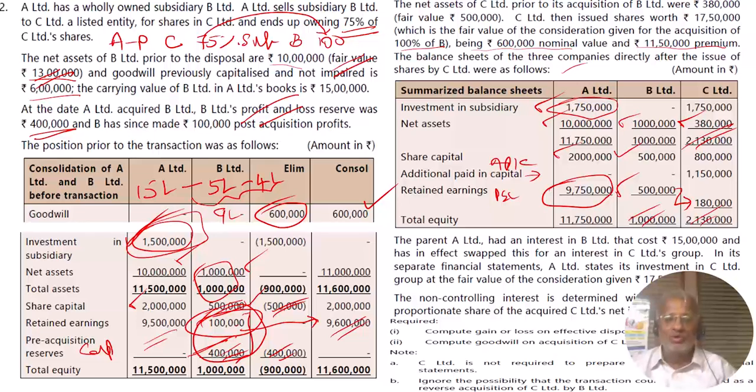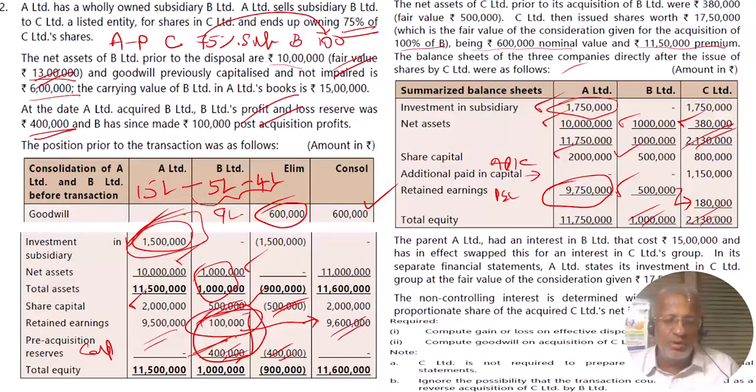Now let's go through what they communicated here. The parent A Limited has an interest in B Limited that cost 15 lakhs and in effect swapped this for interest in C Limited. In its separate financial statement, A Limited states its investment in C Limited group at the fair value of the consideration given at 17 lakhs and 50,000. So how much is that? 17 lakhs and 50,000. I am reading it to be sure that what is shown there is 17 lakh and 50,000.